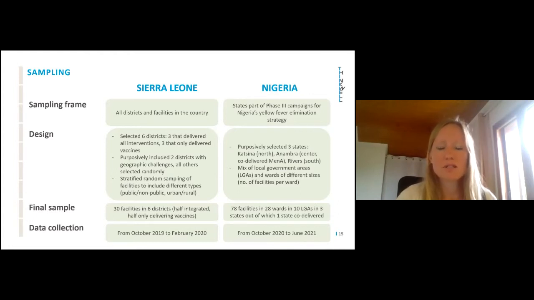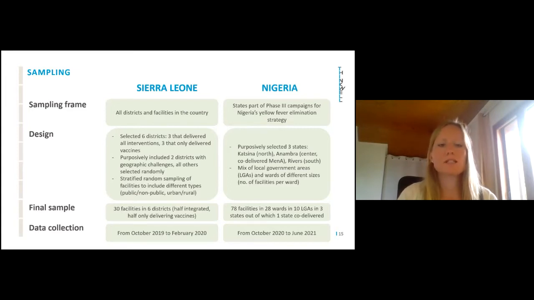And in Sierra Leone, the EPI manager suggested we include 2 districts with geographic challenges. In addition to that, we selected 4 districts randomly to end up with a sample that included 3 districts that delivered all interventions during the campaign. So that's measles, rubella, oral polio vaccine, vitamin A tablets, and deworming tablets, and 3 districts that delivered only the vaccine, so only measles, rubella, and oral polio vaccine. And below that, we used stratified random sampling to arrive at a mix of urban and rural facilities and public and non-public facilities. So our final sample included 30 facilities in Sierra Leone and 78 in Nigeria.